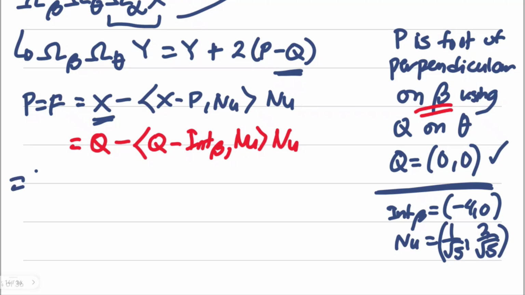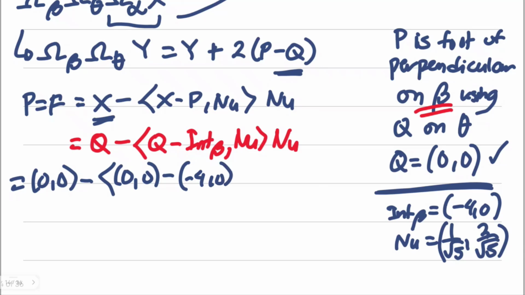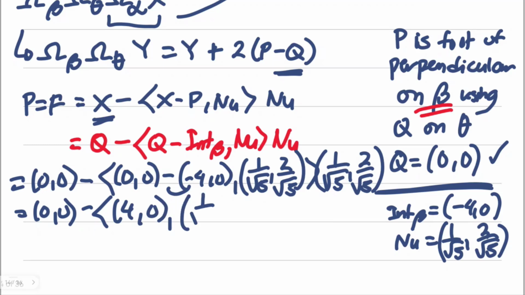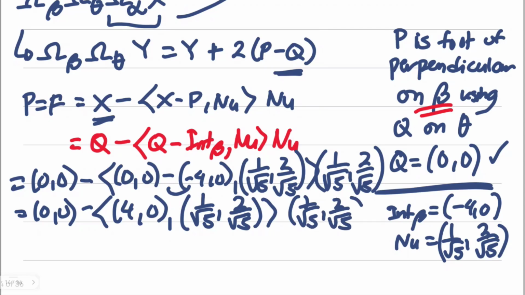So our Q is at 0, 0. Okay? And then minus, you will have your 0, 0 minus your intercept, which is negative 4 and 0, to be multiplied with your unit normal vector. I mean, the inner product of that with the unit normal vector, to be multiplied with your unit normal vector outside. Okay? So this is again 0, 0 minus the combination of that, which will be positive 4, double negative property, and 0, and then to be paired with the unit normal vector for an inner product, then the result of that would be a scalar to be multiplied with the unit normal vector outside.